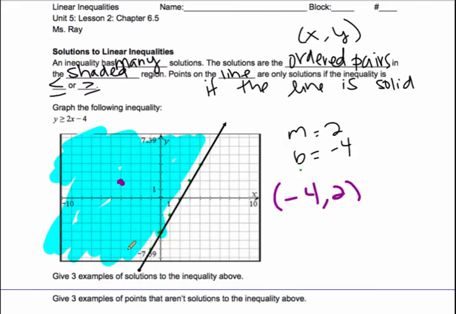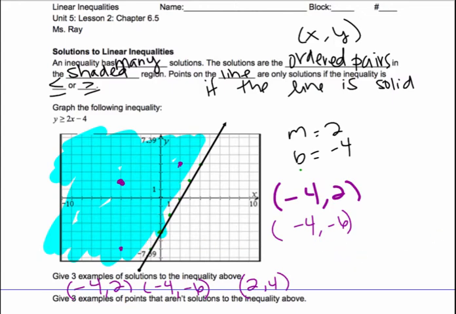What about this point right here? That's negative 4, negative 1, 2, 3, 4, 5, 6. Negative 4, negative 6. So I'll write these down here for you: negative 4, 2, and negative 4, negative 6. And then let's go up here. What about this point right here? 1, 2, 1, 2, let's see, 1, 2, 3, 4. So 2, comma 4. So all 3 of those are solutions to this inequality.